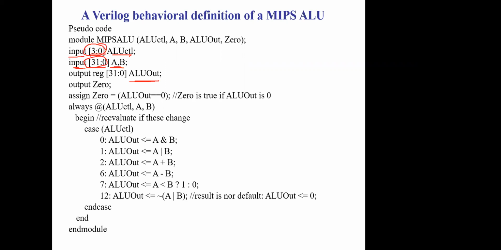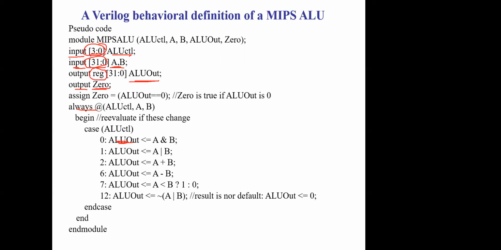As I mentioned, inside my always block the ALU output is assigned, that's why I have to define it as a register. I also have to have an output zero, which is basically 1 bit. That 1 bit will be either true or false. True, they are equal, or false, they are not equal. For instance.